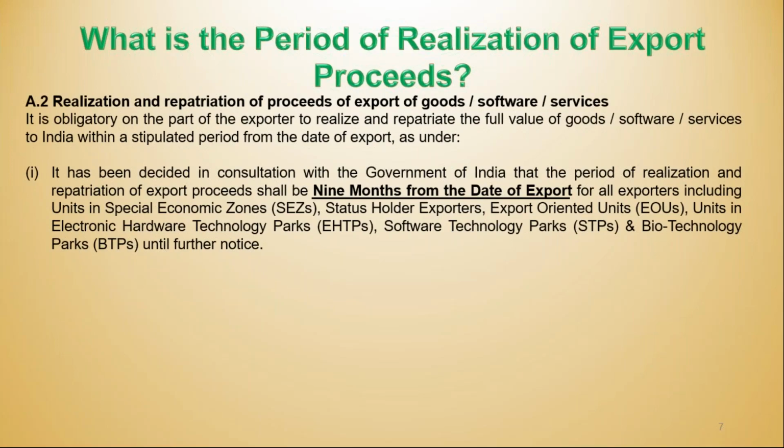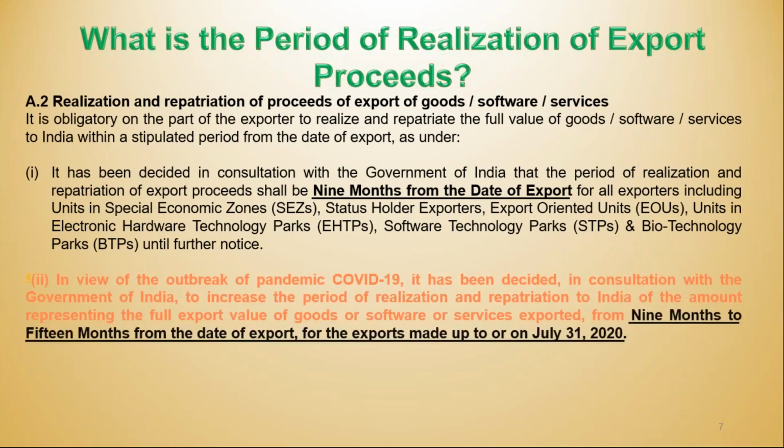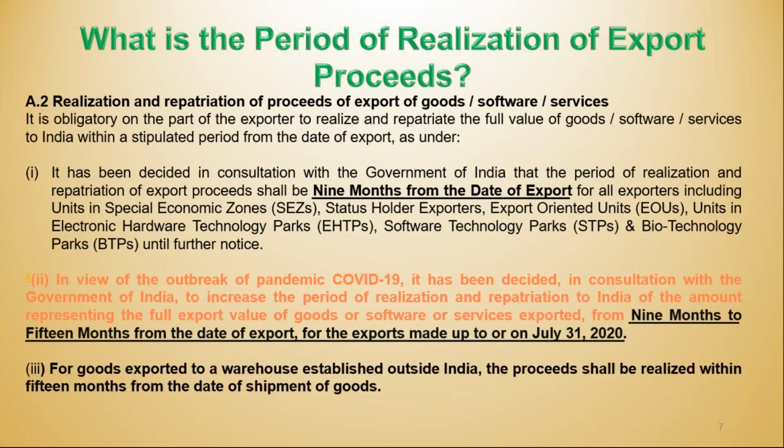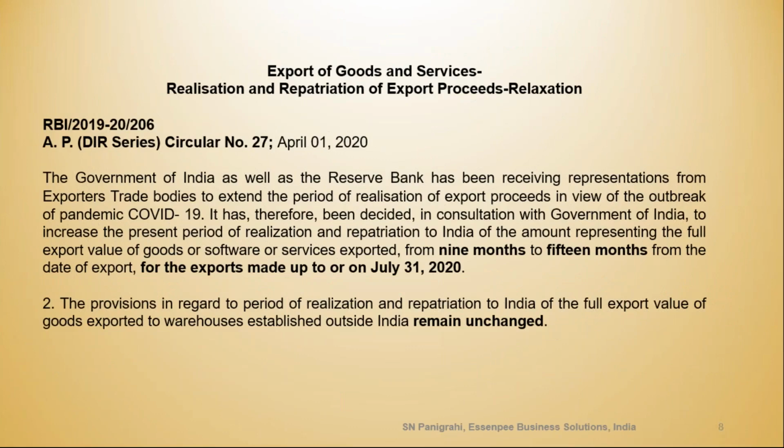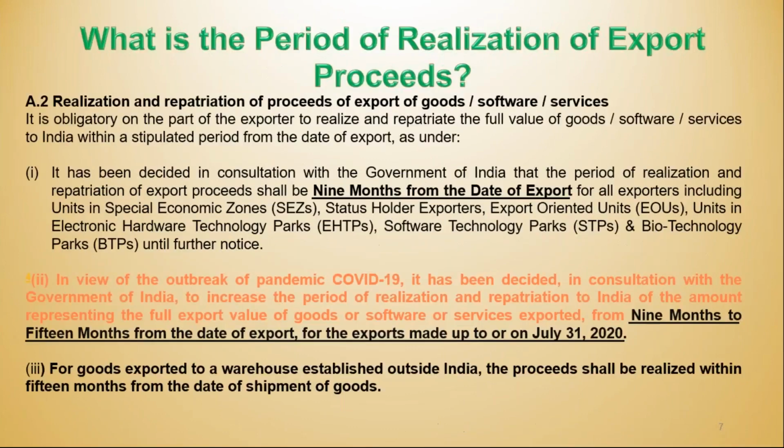So in general, they made it very clear that it is within 9 months from the date of export. The date of export is taken as the bill of lading, for example, for sea consignments. That is taken as the starting date. From that, within 9 months, you have to get the realization, either it is an EOU unit or SEZ unit or any other status holder or whatever exporter. For everybody, it is the same regulation, 9 months.